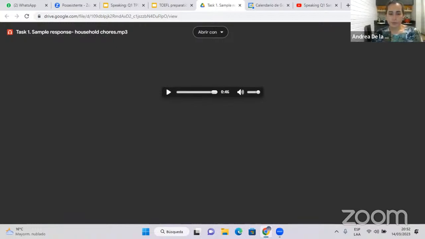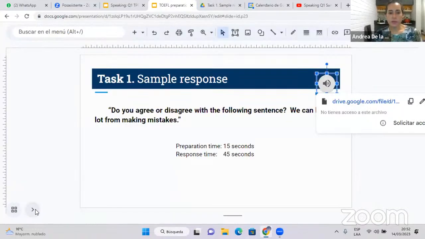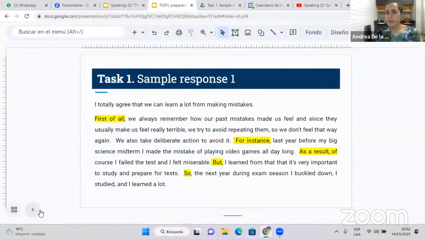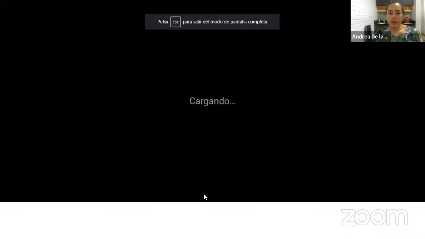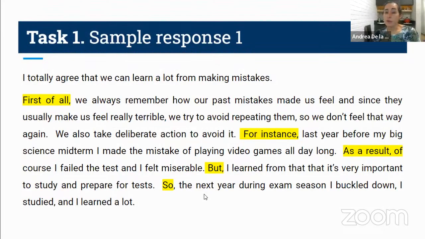Okay. So that's another example of our response. And basically it has the same things we already talked about. So as you can see, he has his introduction, where he directly answers the question using the same verb. Maybe paraphrasing a little bit, although he doesn't paraphrase, right? He could have paraphrased, maybe that would get some points for vocabulary, although it's not necessary. So he has his introduction. I totally agree that we can learn a lot from making mistakes, right? That's enough for the intro, very quickly.